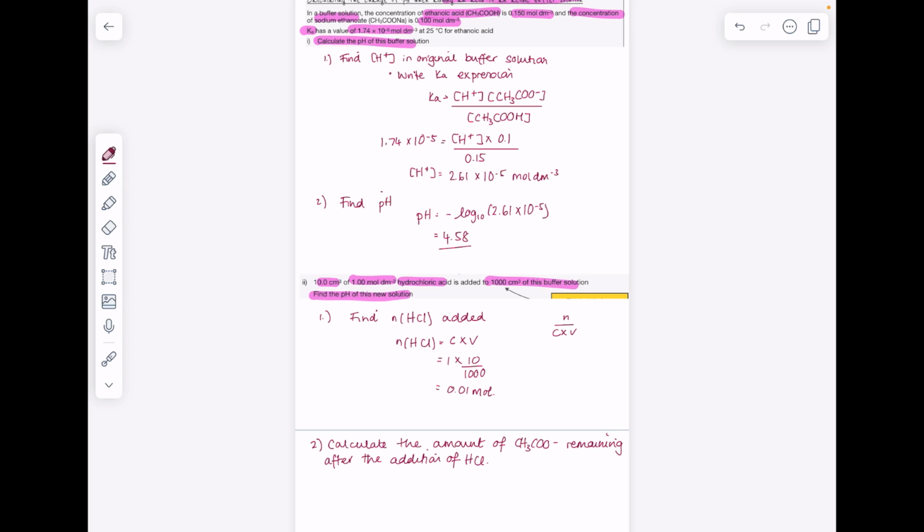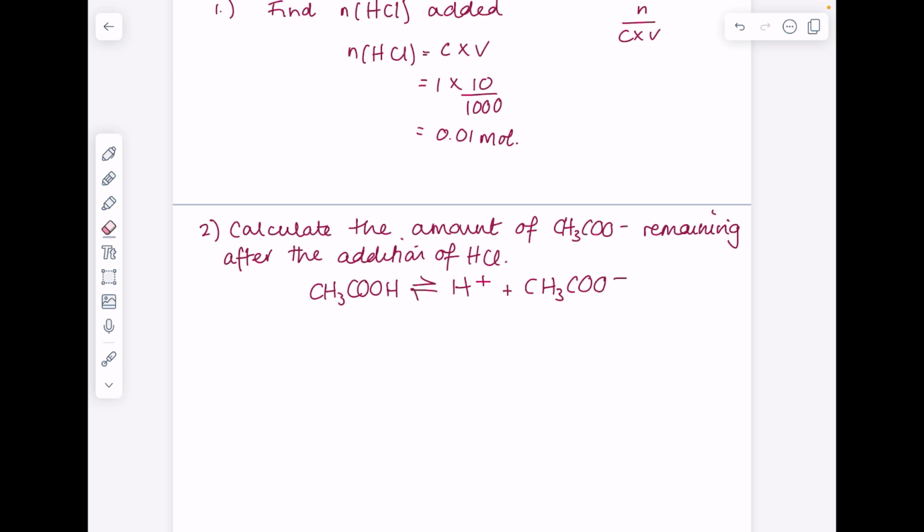Our next step is to calculate the amount of ethanoate ions remaining after the addition of HCl. To make it easier for you to understand, I've just written a quick equation demonstrating the buffer. So when the HCl is added, what happens is it reacts with the ethanoate ions, meaning therefore that the amount of the ethanoate ion decreases, forming more ethanoic acid, so that in effect increases.